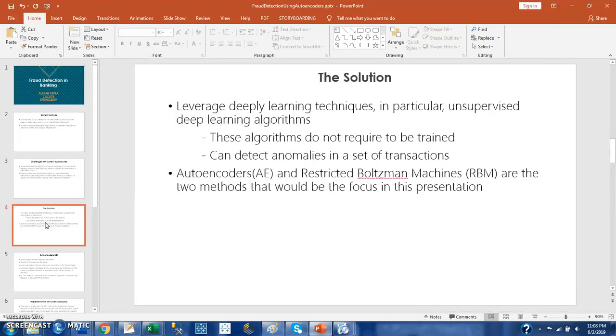The solution is leveraging deep learning techniques, in particular unsupervised deep learning algorithms. These algorithms do not require to be trained and can detect anomalies in a set of transactions. Autoencoders and restricted Boltzmann machines, the RBM, are the two methods that would be the focus in this presentation.